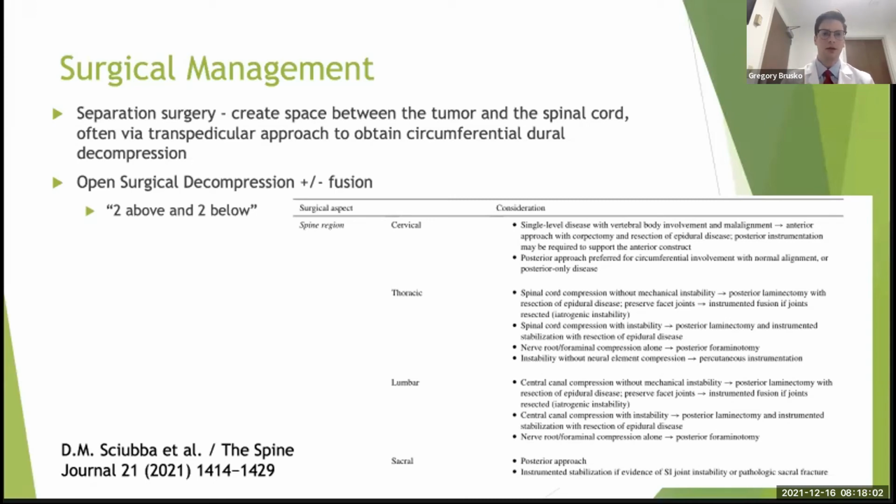And this table here I thought was an interesting, helpful framework and way to approach thinking about this from a junior resident's perspective. If there was a patient with a cervical tumor, how would you approach the surgery? Can you come from the front? Can you come from the back? Do you need to do just a laminectomy, or do you need to widen the decompression and take out the facets, in which case it would push you more towards requiring instrumentation and or fusion?